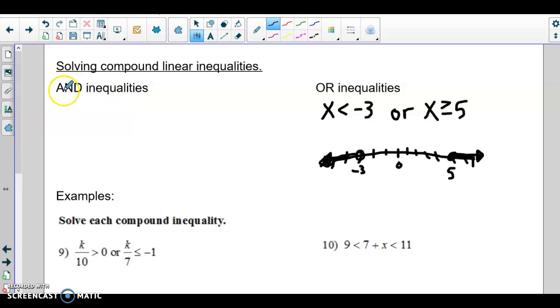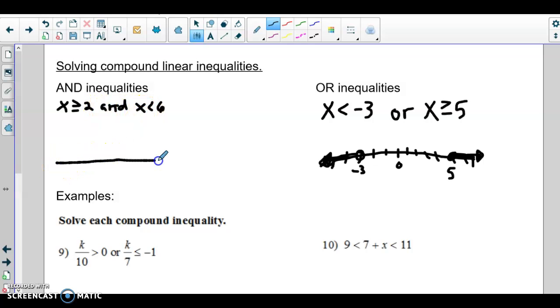Versus an and inequality, and meaning both. So let's say x is greater than or equal to 2, and it's also less than 6. I just made it up. So here I kind of got a both, right? Greater than or equal to 2, that's 2, 3, 4, 5, 6, 7, 8, and so on. But it also has to be less than 6. Well, that's 5, 4, 3, 2, 1. So where do they overlap?